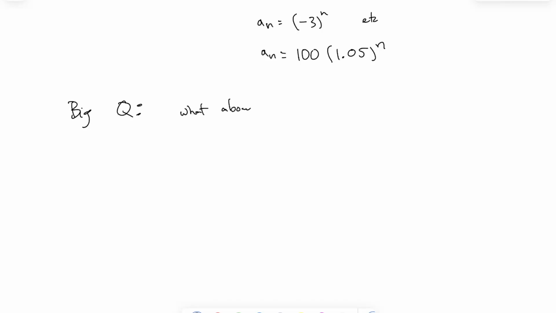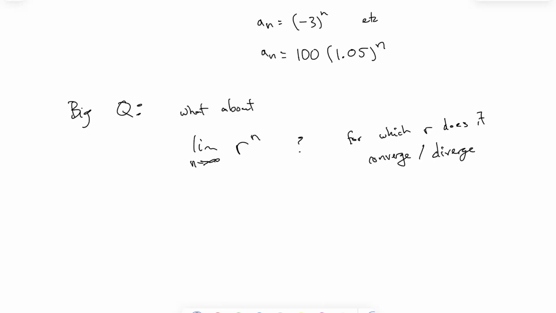And my big question is, what about the limit as n goes to infinity of r to the power n? Does it converge? Well, really what I would like to know is, for which r does it converge or diverge? And furthermore, what does it actually converge to for the ones which do converge? For which r does it converge? For which r does it diverge?